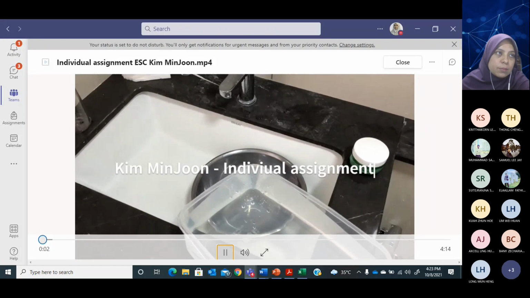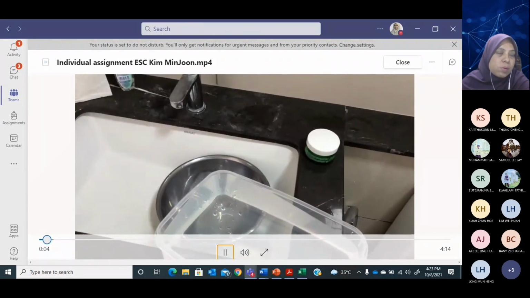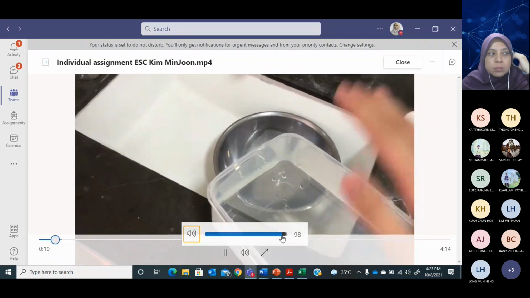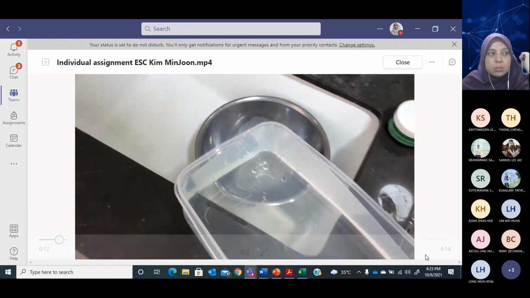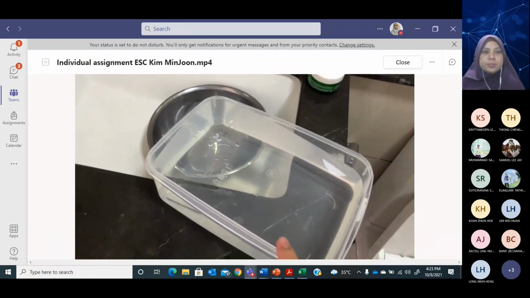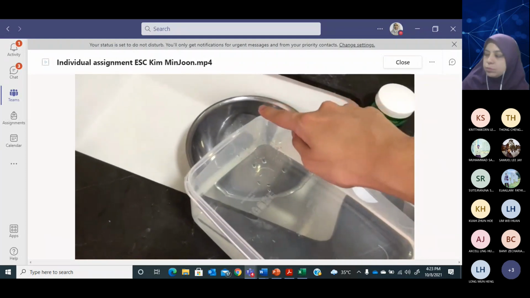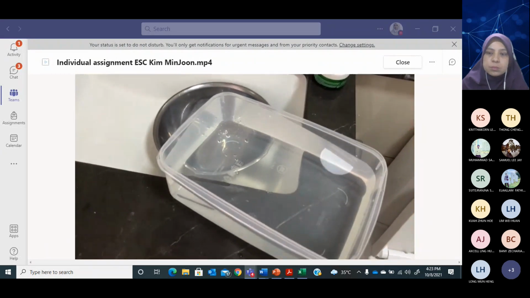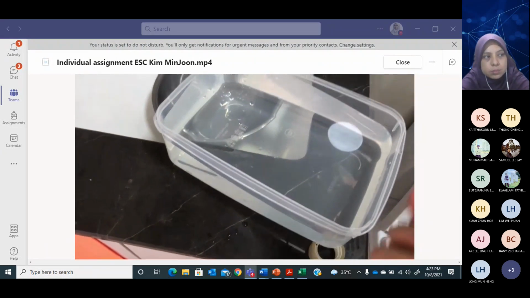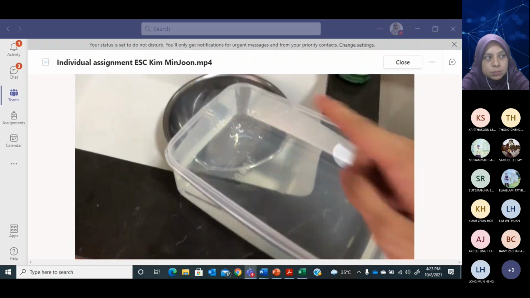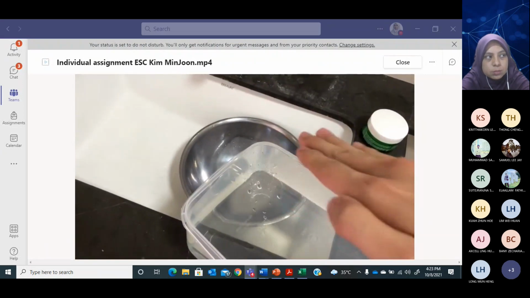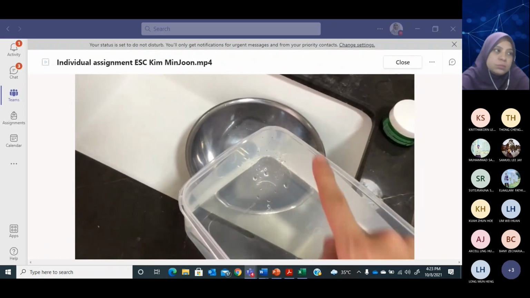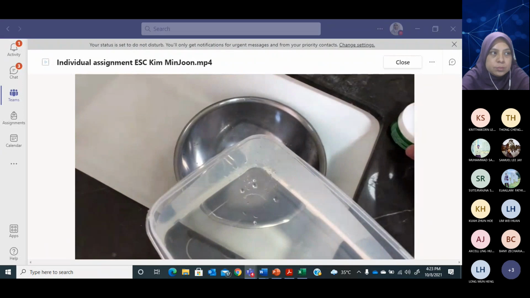Hello, my name is Kim Min-jun, and this is my individual assignment for ESC. Today I will be showing you how Archimedes' principle works with just simple objects like these. So, first we have a container which is filled to the brim here and here. And we have an object over here that lifts the container up from here, and it goes slanted like this, so that the water, when an object is put inside the water, has only one way to go out.